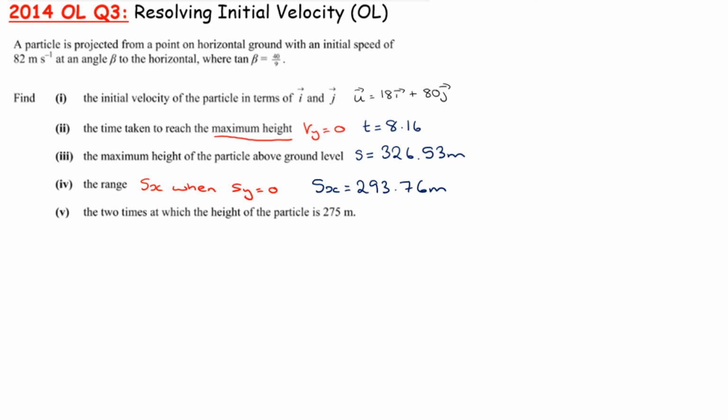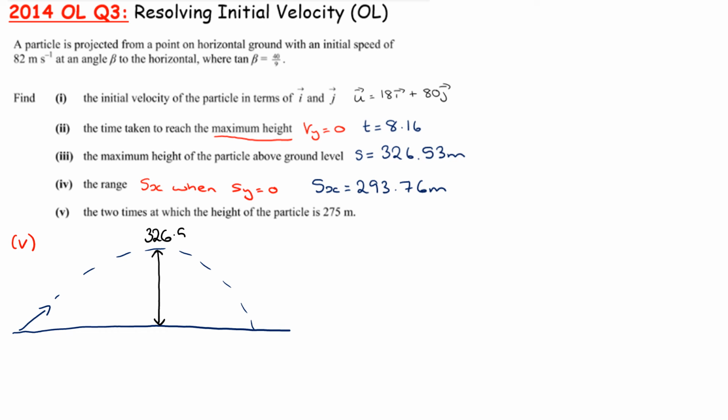So part 5 here, this question is asking us the 2 times when the height of the particle is 275 meters. So let's take a look at what the projectile looks like. We project it up and it lands. Here's our horizontal. We already know from a previous part that the maximum height is 326.53 meters. So we're being asked to find the time when the particle is at 275 meters. Let's put that in about here. So we can see why we're going to get 2 answers. There's going to be a time on its way up, and there's also going to be a time on its way down.